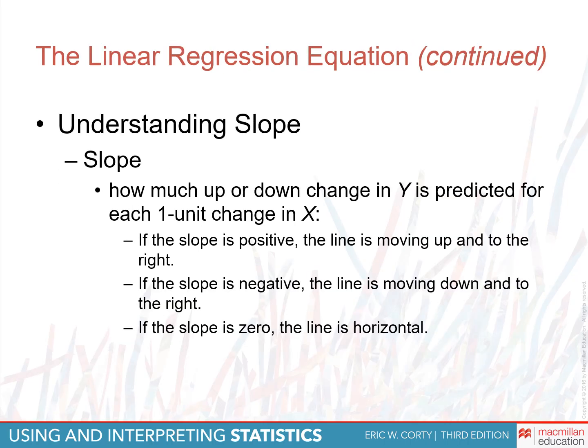All right, so let's talk about the slope first. The slope tells us how much up or down change in y we expect to get for each 1 unit change in x. So if the slope is positive, that means the line is moving up and to the right. If the slope is negative, the line is moving down and to the right. And if the slope is 0, the line is horizontal.